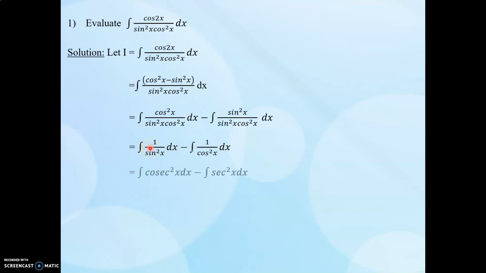Integral 1 upon sin square x is cosec square x dx minus integral 1 upon cos square x is sec square x dx. Now we know these integral values. So integral cosec square x dx is minus cot x and integral sec square x dx is tan x, and since it is minus here, so minus cot x minus tan x plus c is the final answer for this question.